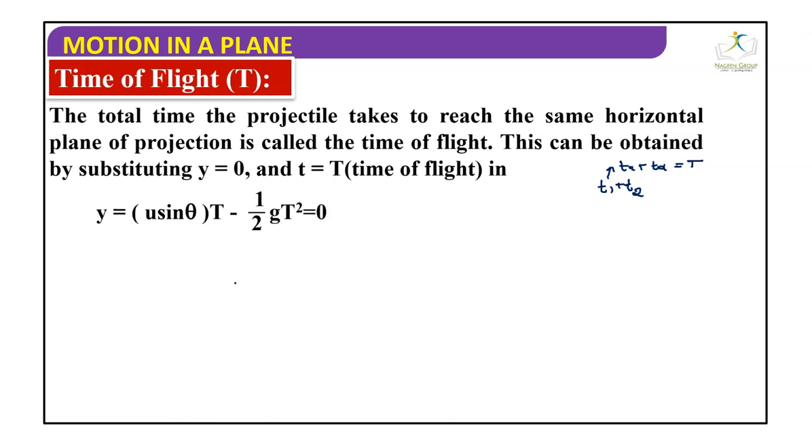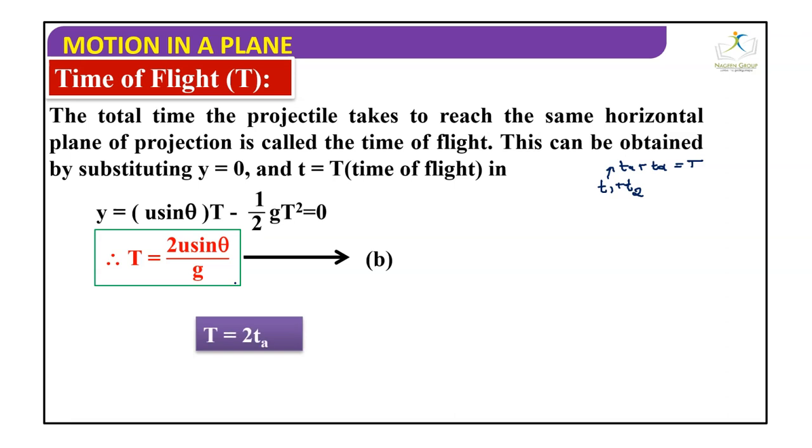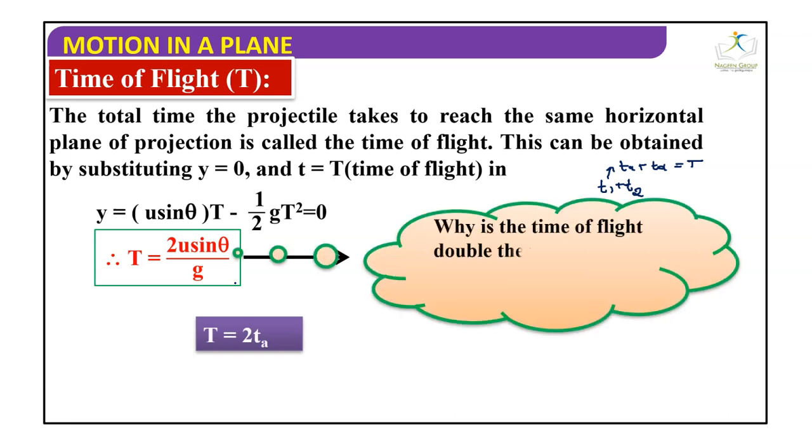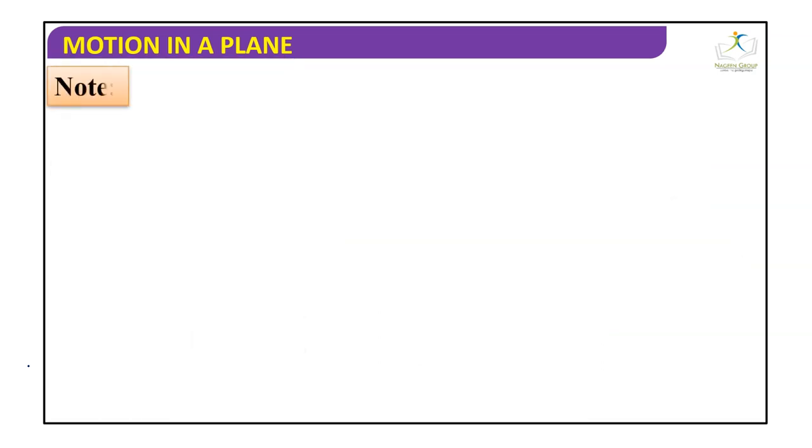Now moving ahead, y is equal to u sine theta times t minus half g t square is equal to 0. So T is equal to 2 u sine theta by g. This is equation B. Comparing equations A and B, we get T is equal to 2 times Ta. Why is the time of flight double the time taken to reach the maximum height of a projectile? It is due to the symmetry of the parabolic path.